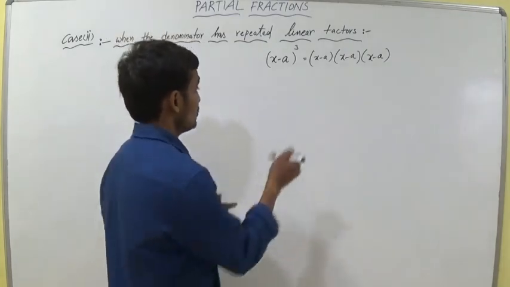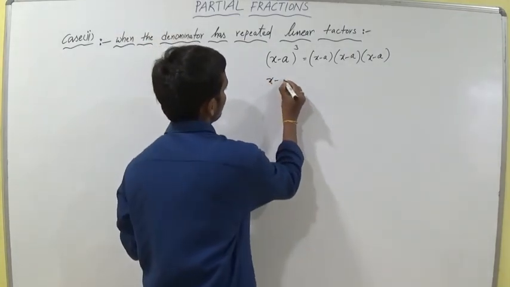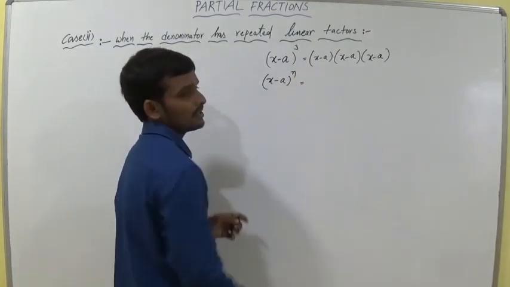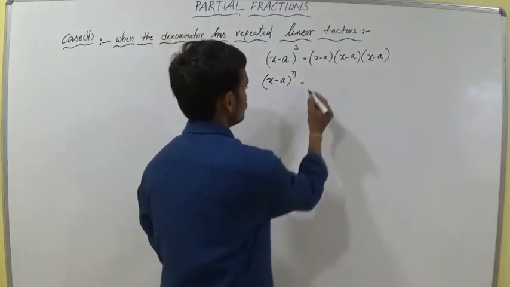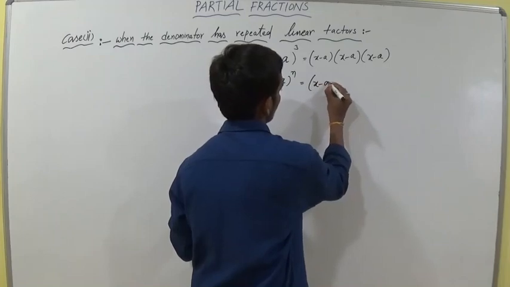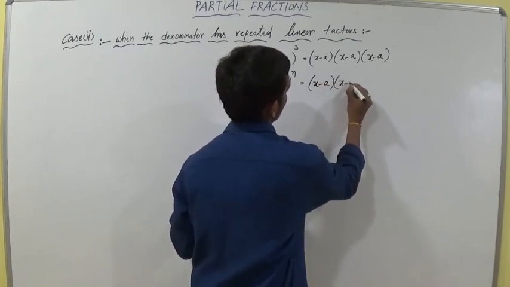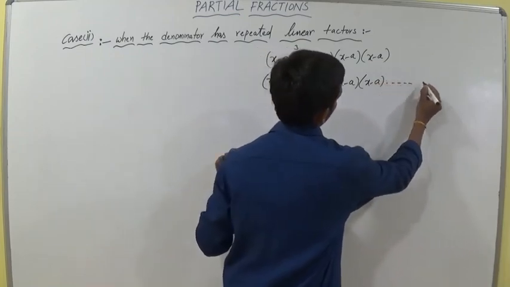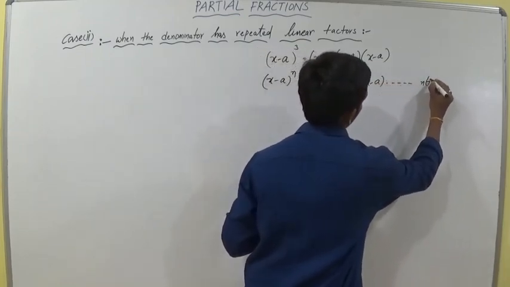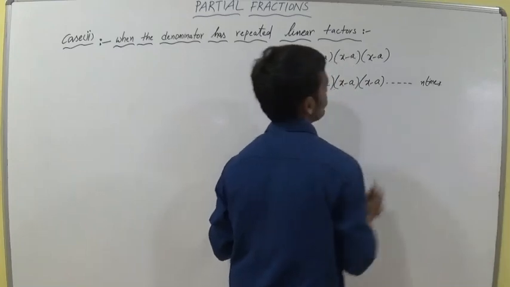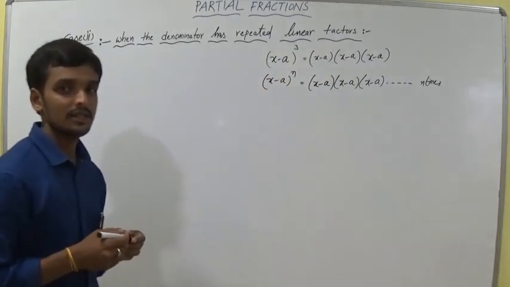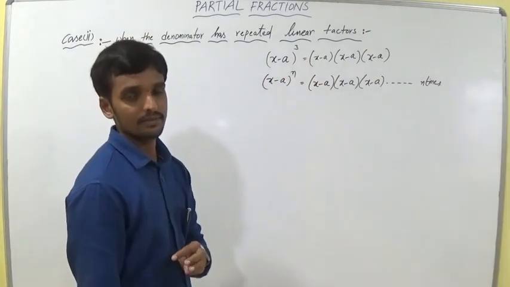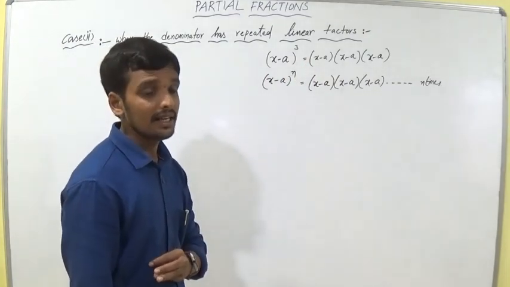For example, if we have x minus a whole to the power of m, how can we write it? x minus a into x minus a into x minus a, and so on, up to m times. This is called a repeated linear factor.